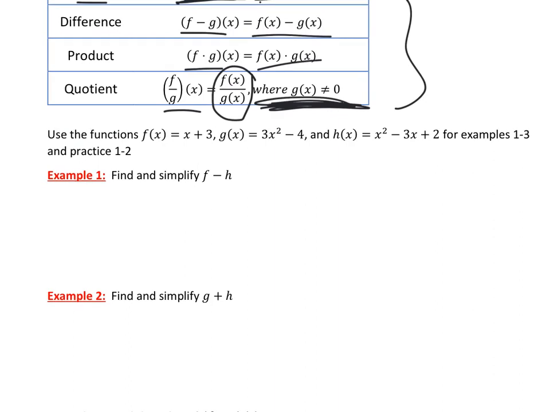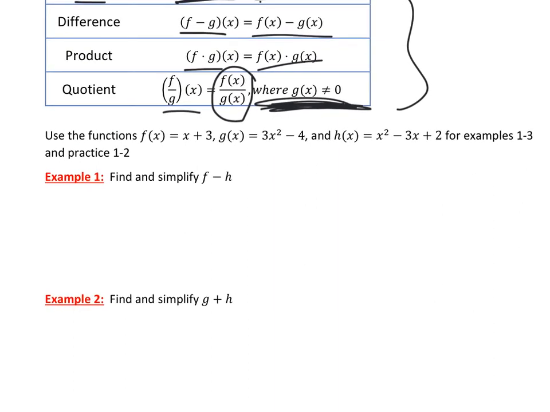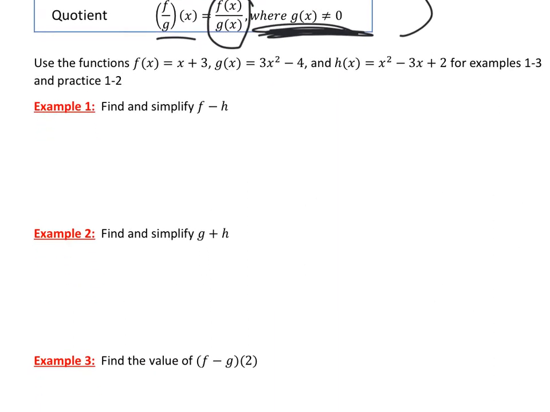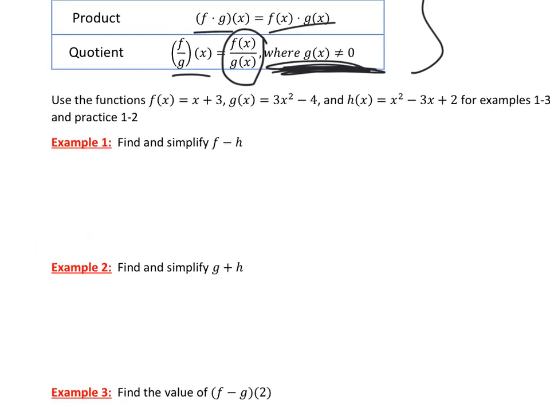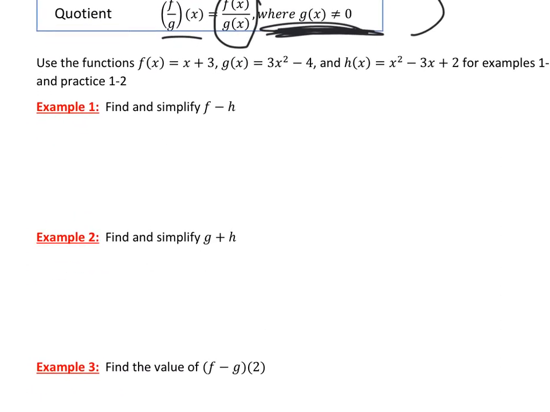So for examples 1, 2, and 3, we're going to use these two functions here, f and g. So for example 1, we have f minus h. So I'm going to set it up. I'm going to take the f of x equation, which is x plus 3. And I'm going to put a minus sign. The h of x equation, because h is x squared minus 3x plus 2.